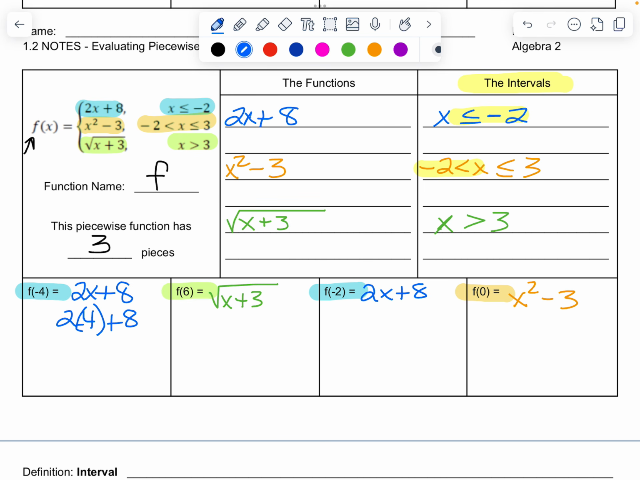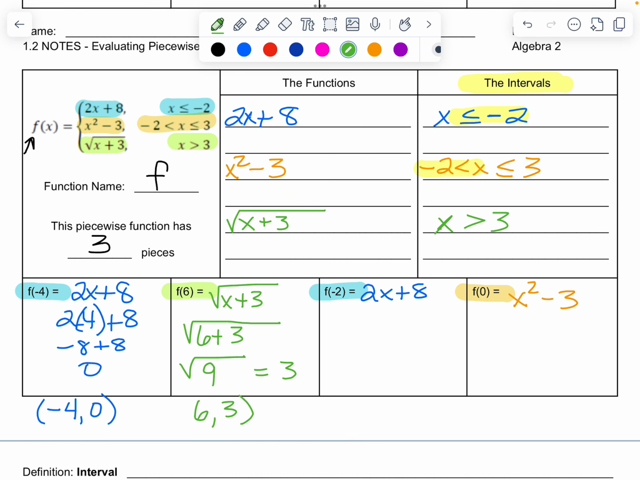So for instance, in this first one, I plug in -4 into the blue, the first piece. I do the math work here, and I get 0, which means I would have a spot on this graph at (-4, 0). The second one is in green. It's that square root function. I'll take the x value in the parentheses, 6, and plug it in wherever I see x. 6 plus 3 is 9, and the square root of 9 is 3, which means somewhere on the second piece, I would have a point at (6, 3).